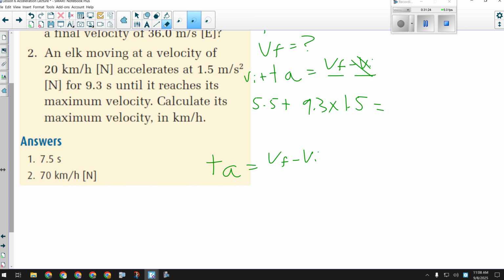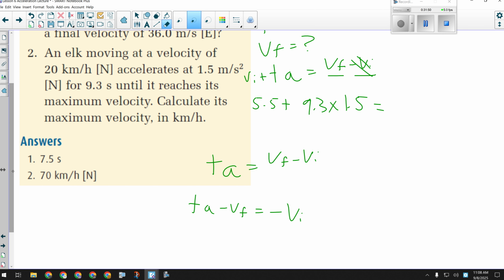You don't have to do it this way, but I do. I know you're probably thinking, well, if you move Vi over there, you're not solving for it. That seems kind of dumb. But watch. If I move Vf over, I would be subtracting Vf. So I would have t times a minus Vf. What does that solve for? Negative Vi.